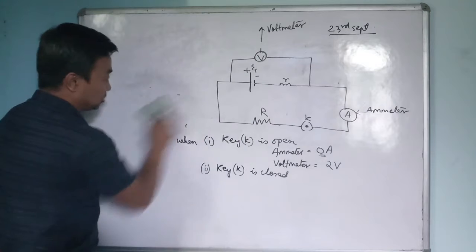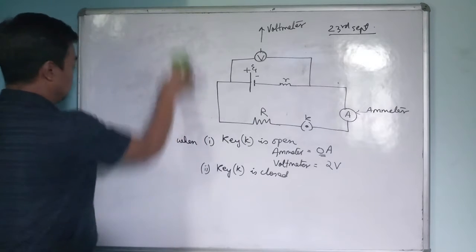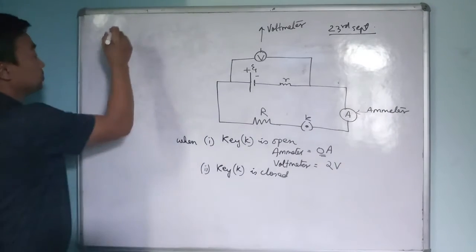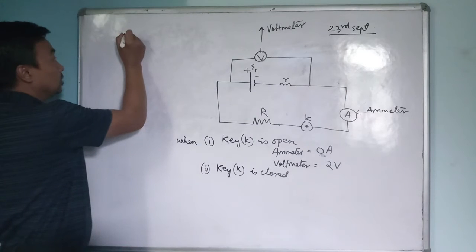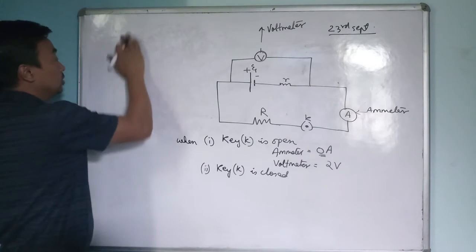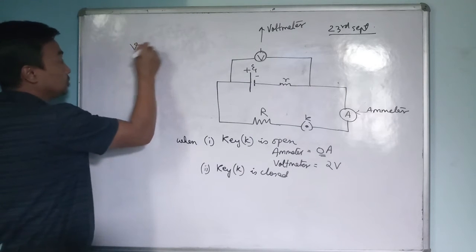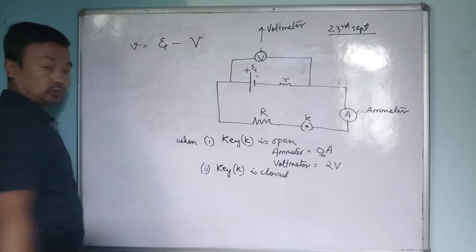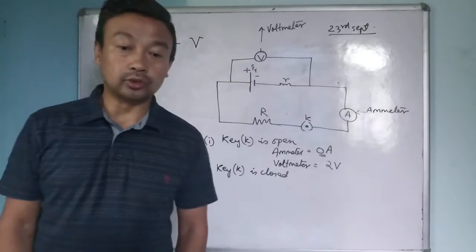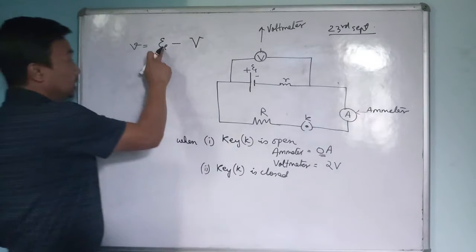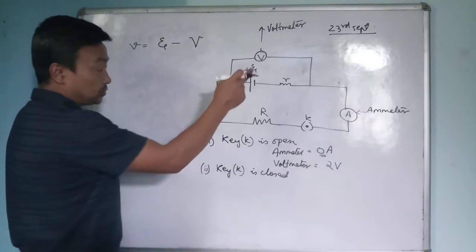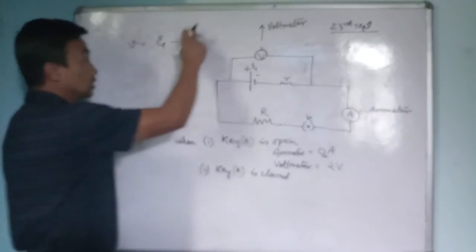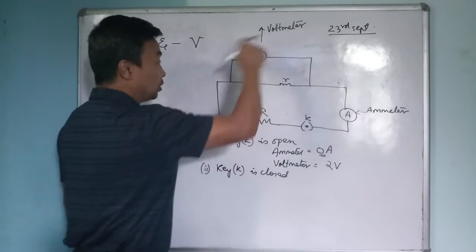Okay, let me rub this so that we can write the values afterwards. So if you remember, the voltage drop is equal to EMF minus the terminal voltage. Okay, this was the relation we have learned. So from here, EMF is given to you, 2 volt. Now you have to find the reading in the voltmeter.